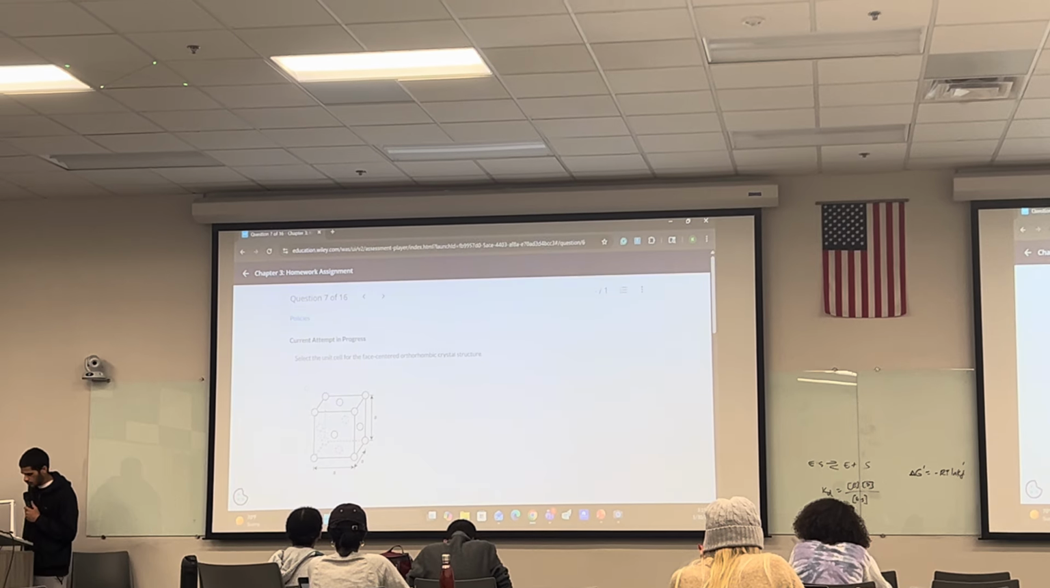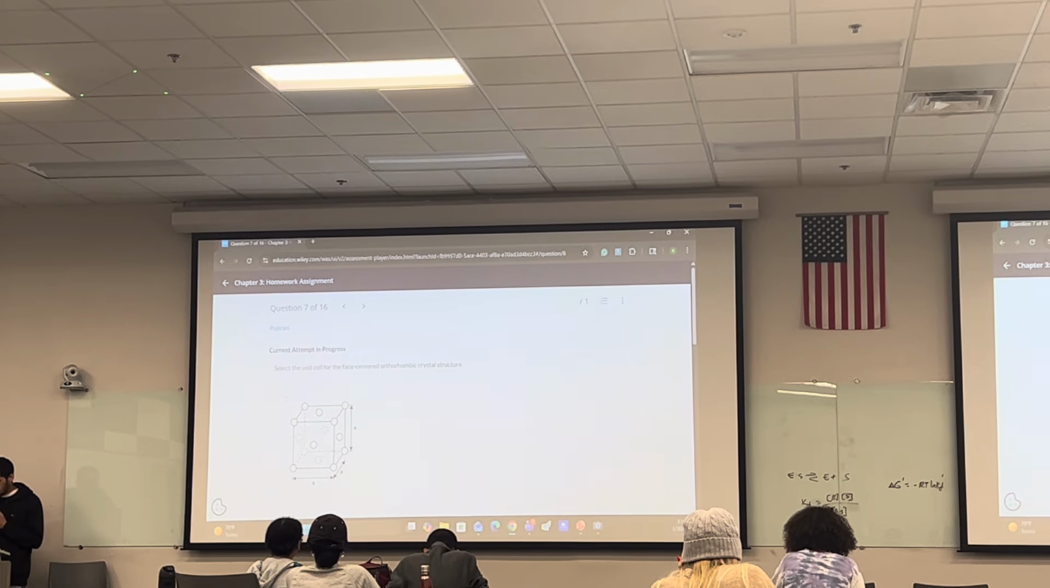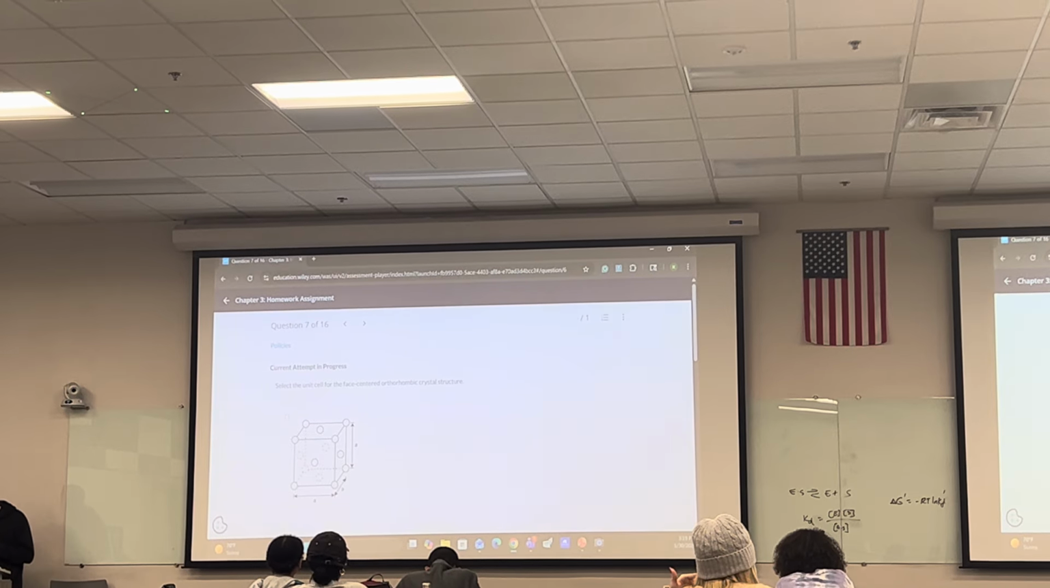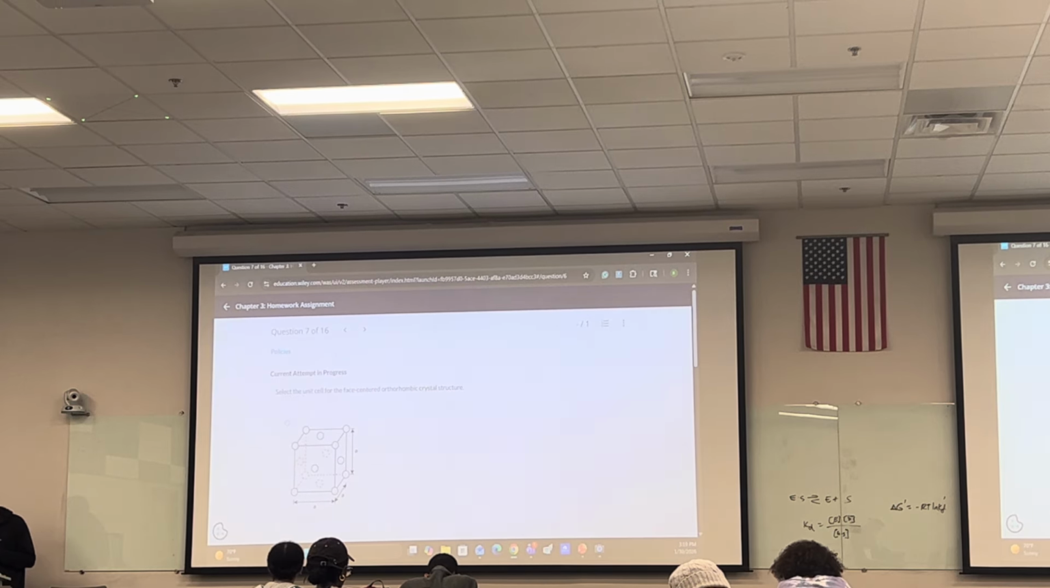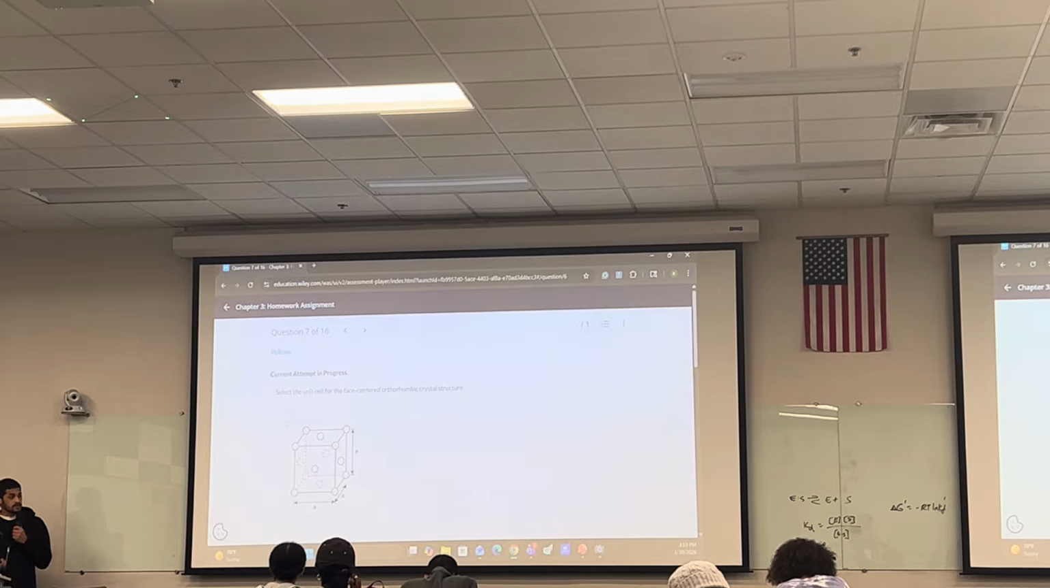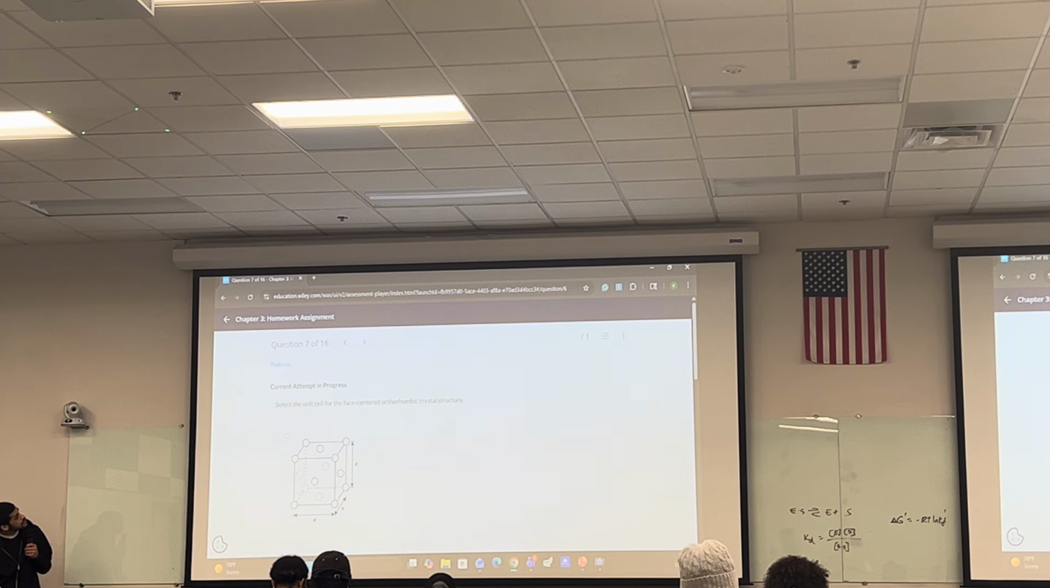This one is one of the more straightforward ones that you guys had. It's actually asking which one is FCC. And again, you can get that from your slides too. It's the face-centered cubic structure basically, which is, see if I can select these.